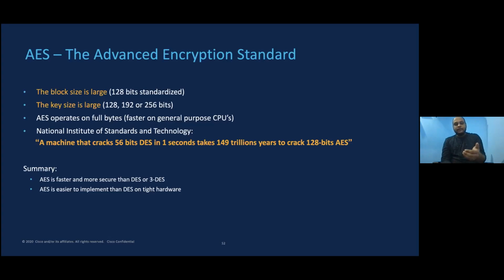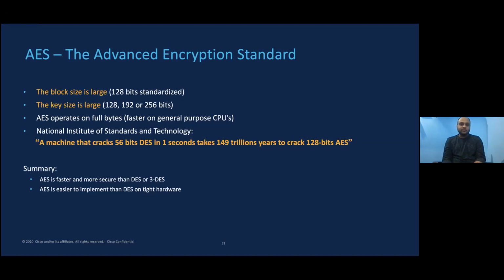Now, it's a symmetric block cipher algorithm. It takes your plain text, converts it into 128-bit blocks, and in combination with the key, which could be a 128, 192, or 256-bit key, it produces your ciphertext. Depending upon the size of the key, AES can have multiple rounds. A 128-bit key has 10 rounds, 192 has 12 rounds, and 256 has 14 rounds that AES goes through in order to finally produce the ciphertext.